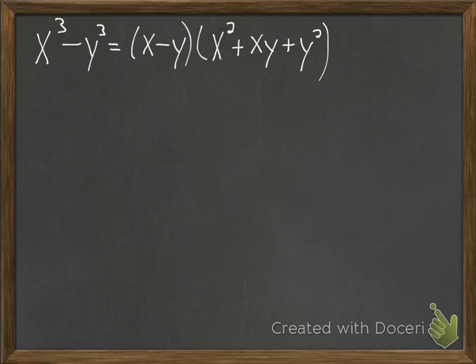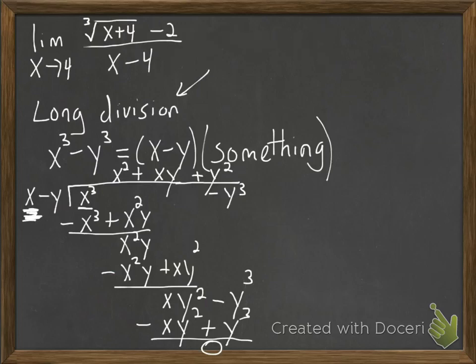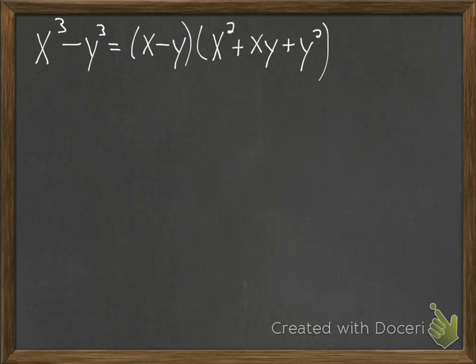Now, the question you might be asking yourself is, why in the world did we do this? Well, remember, we wanted to take that cube root of x plus 4 minus 2, multiply that by something so that it becomes a difference of cubes. Well, now we know what the something is.